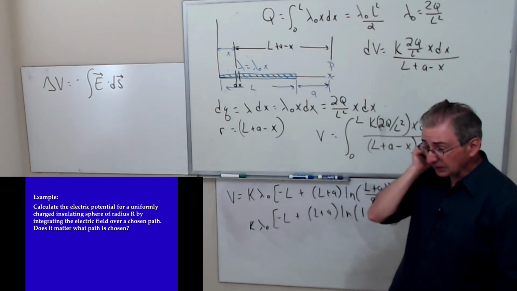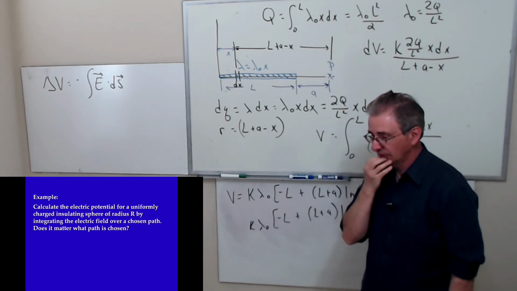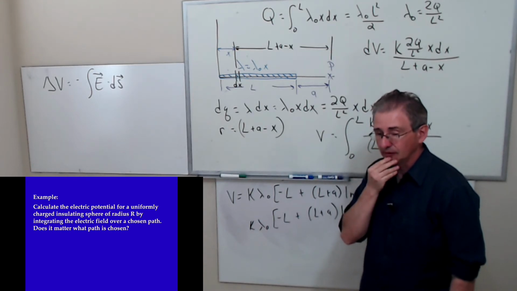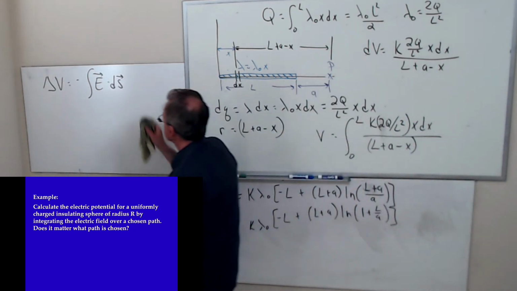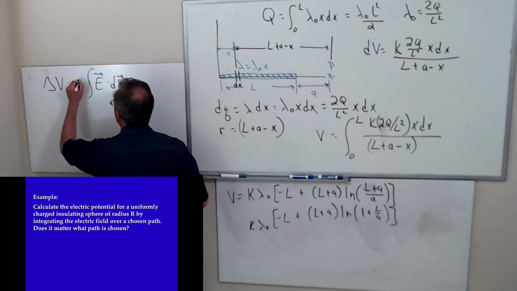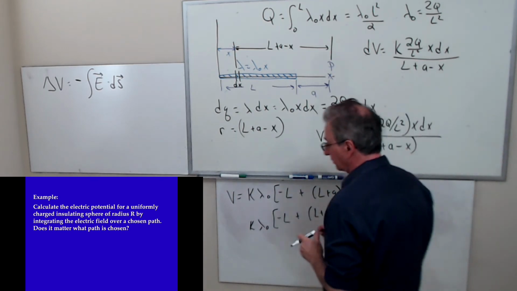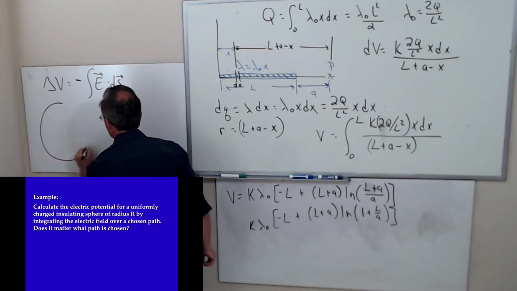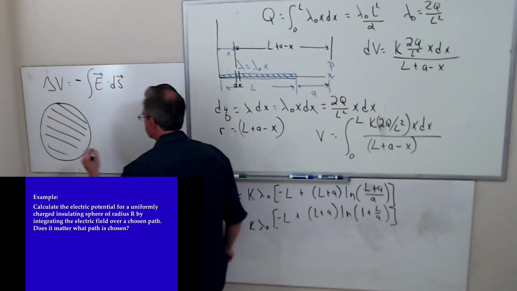Okay, so I want to calculate the electric potential for a uniformly charged sphere of radius r. So I'm going to use this idea. A couple of things: I want to write down the electric field outside the sphere and inside the sphere. So I have a uniformly charged sphere. This is a solid sphere with total charge Q.